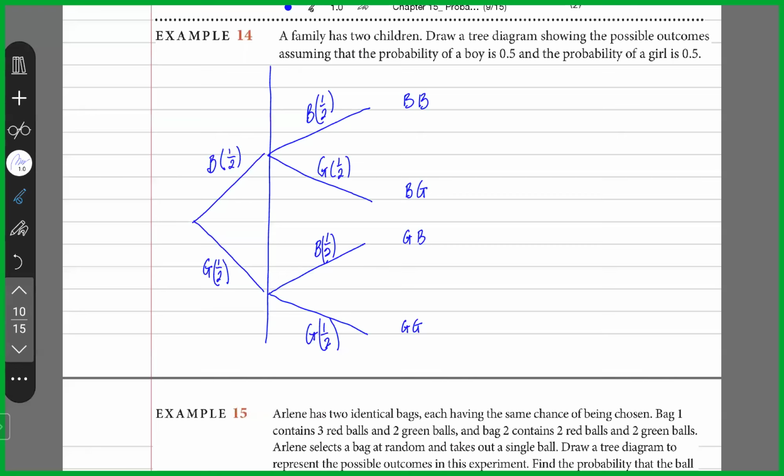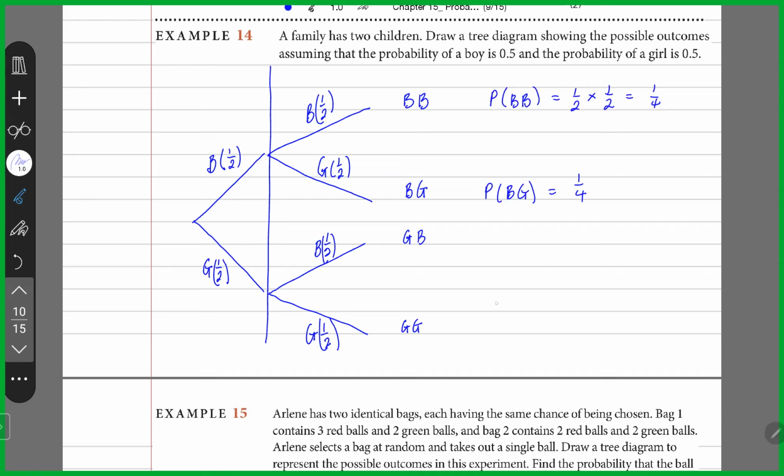All right, so if we want now, let us say, to find the probability of BB, the probability of 2 boys would be a half times a half, which would be a quarter. As a matter of fact, the probability of every outcome here is a quarter. The probability of BG is also a quarter.